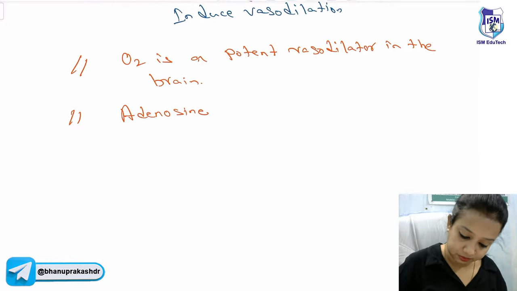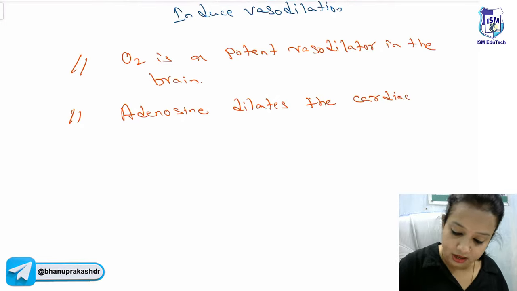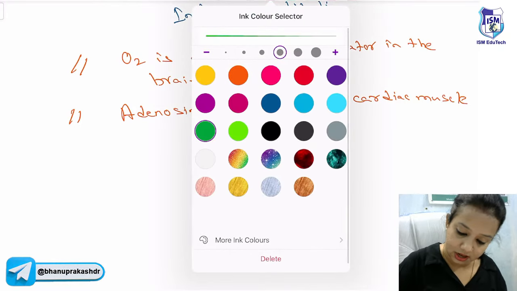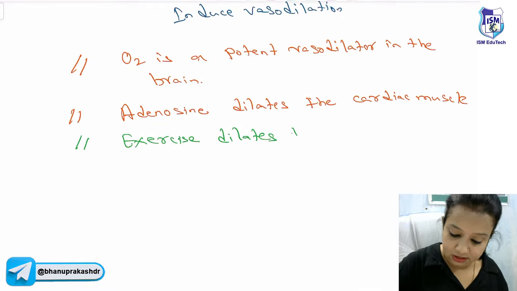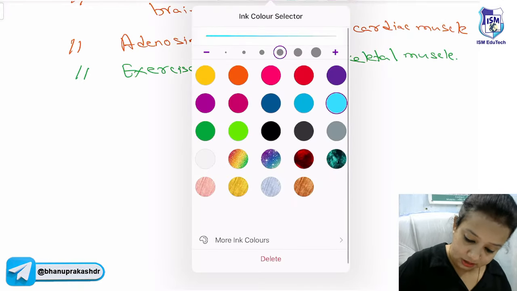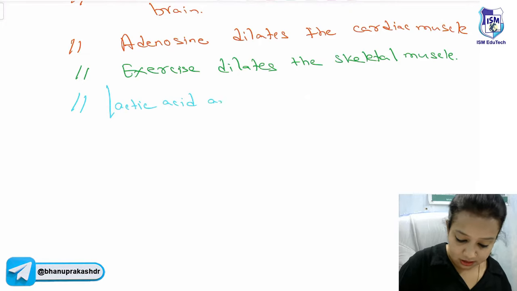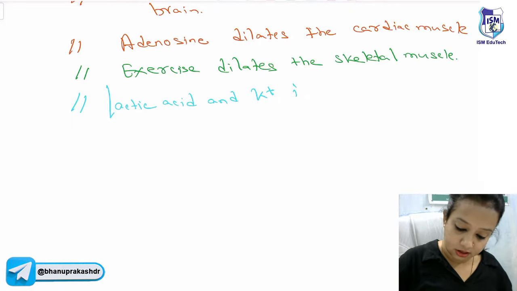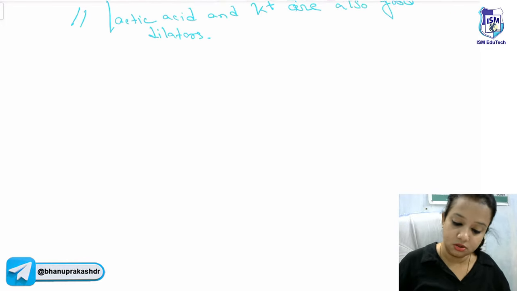Adenosine dilates the cardiac muscle, and exercise dilates the skeletal muscles. Okay. Substances like lactic acid and potassium in large quantity are also good dilators. Okay, so these are the substances which are good dilators.